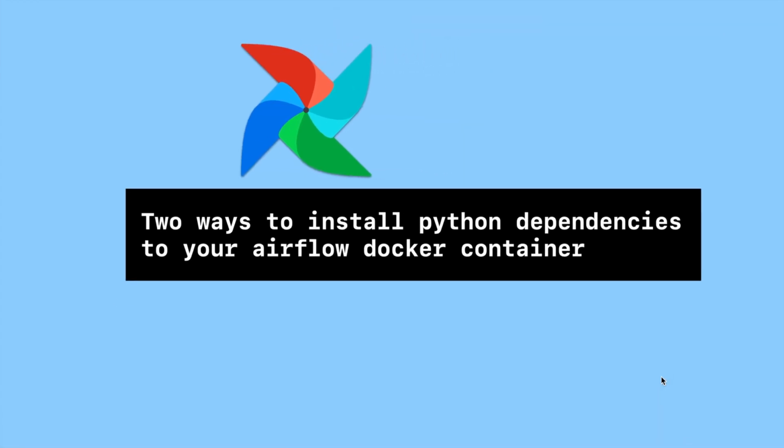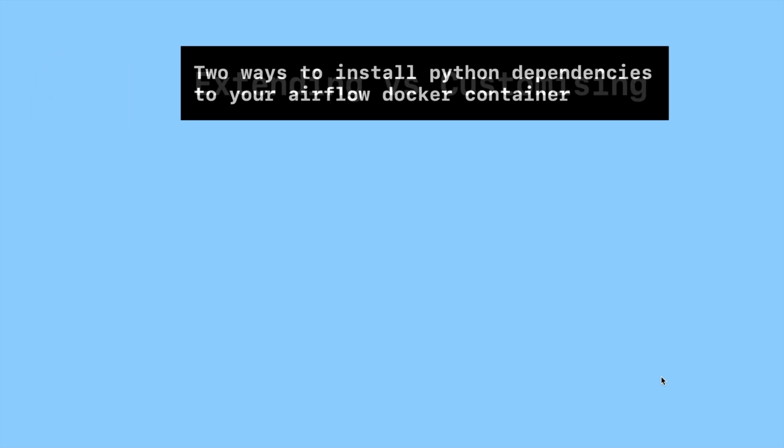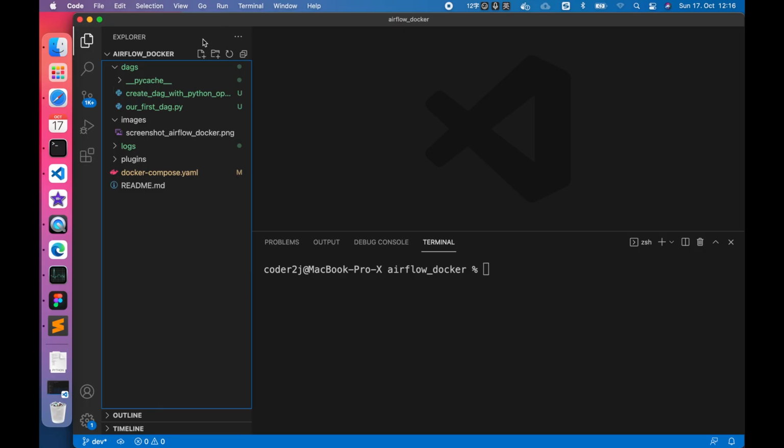In general, you can either extend or customize the Airflow Docker image to install your Python dependencies. Both of them have pros and cons. For example, extending the image only requires basic knowledge of Docker images. It doesn't need the Airflow source code and builds really fast. However, if you need to build from the Airflow sources, or want to heavily optimize the image size, then you definitely need to customize. Let's first try to extend the Airflow Docker image.